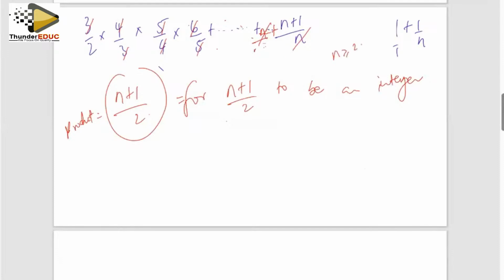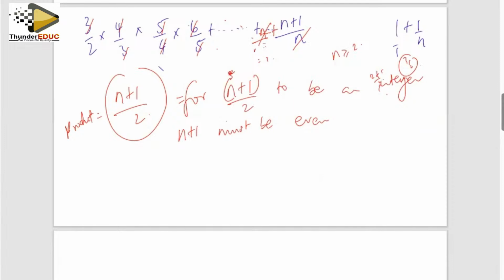So which means if we use a number like 3, it's going to be 3 plus 1, which is 4. 4 divided by 2, then we get a 2, okay? If we use a number like 2, 2 plus 1 is 3. 3 over 2 is going to give us 3 over 2, which is not an integer. So we're saying for this to be an integer, the n plus 1 must be even. Okay, this whole thing, the numerator must be even.